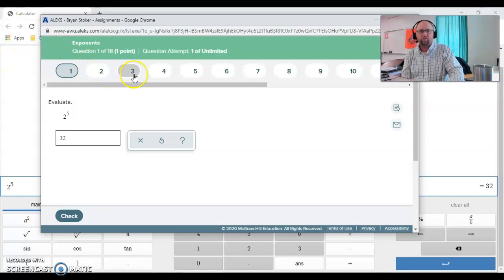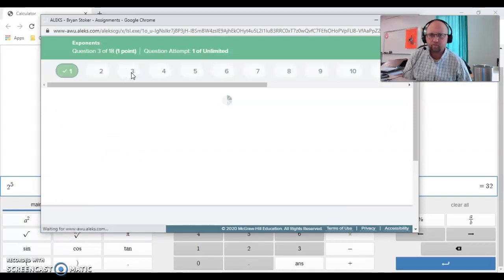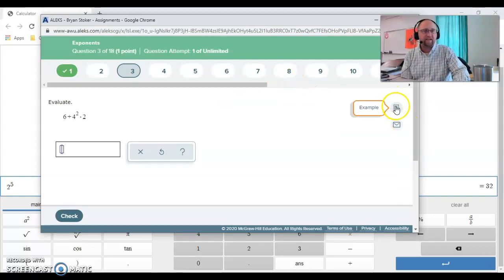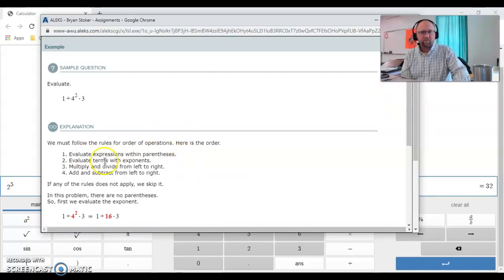All right, 1 and 2 are pretty much the same, different numbers. And I will always check my answer to make sure I got it right. And I did. Okay, number 3. Number 3 deals with order of operations. If you don't remember your order of operations, definitely look at the example. But it's parentheses first, then exponents, then multiplication and division left to right as they appear in the problem, and then addition and subtraction left to right.